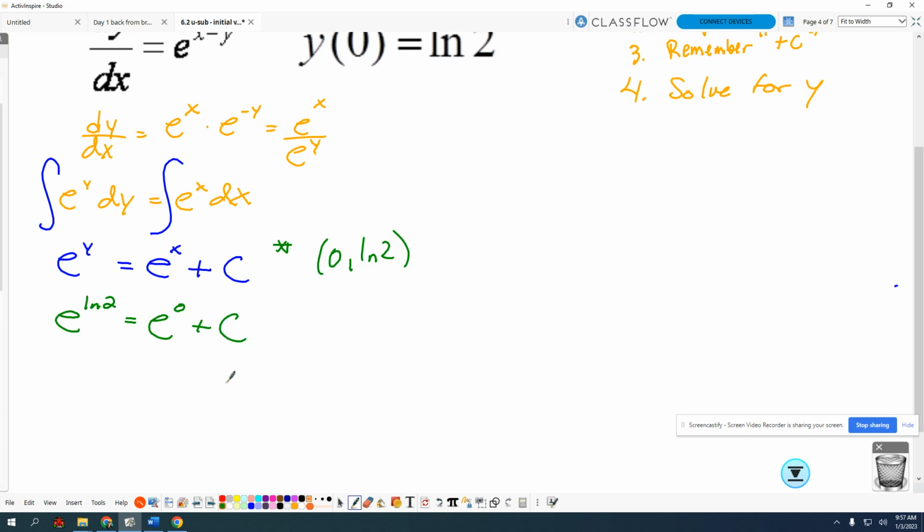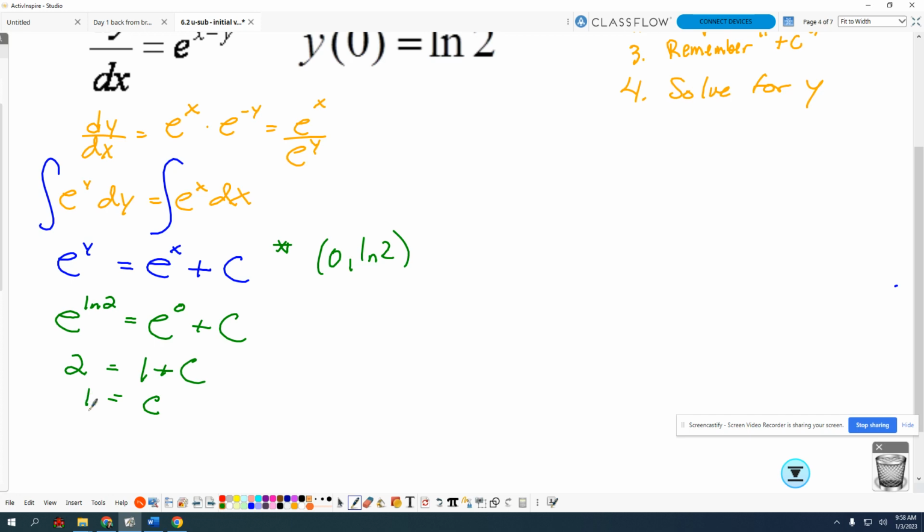Leo, what is e to the natural log of 2? 2. Reese, what is e to the 0? 1. Another common mistake. You're like, oh, everything with 0 is 0, you know? So what does this make c, Zoe? 1.